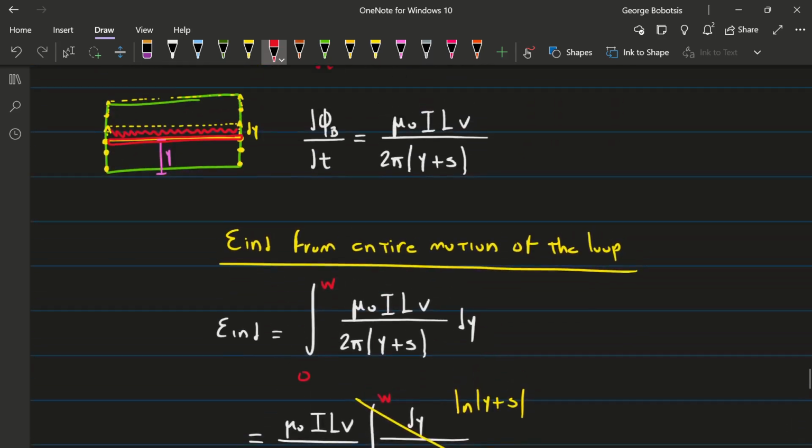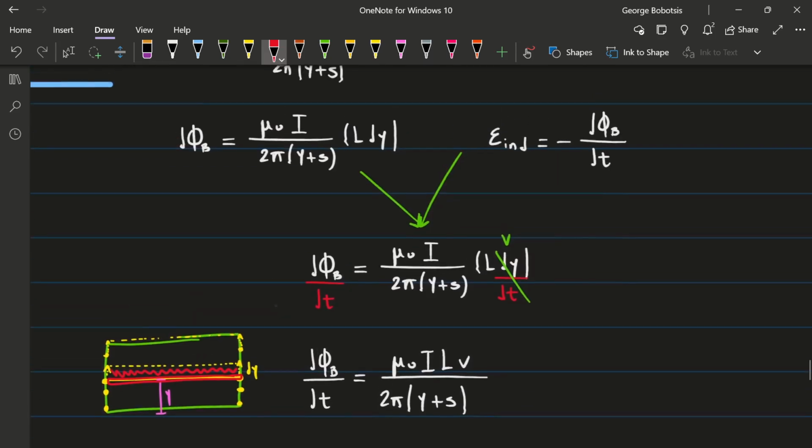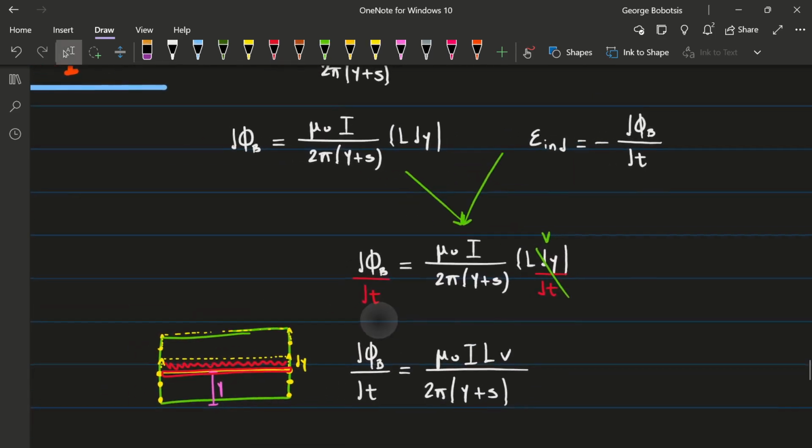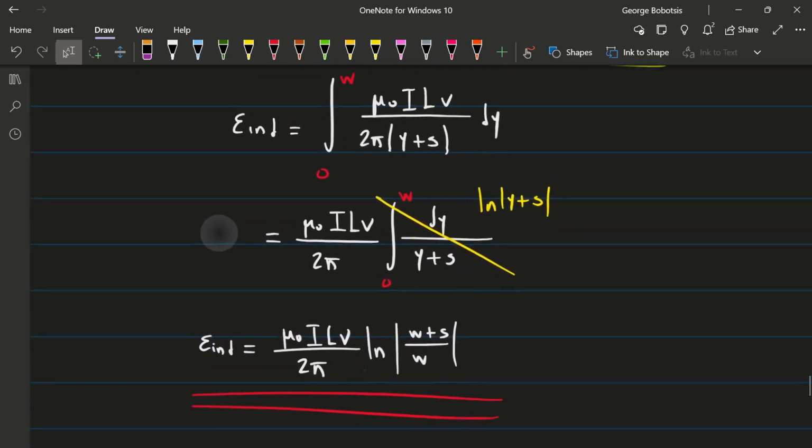Where did L come from? One second. Where did L come from? It was the length of the loop. Okay. Yes. Got it.